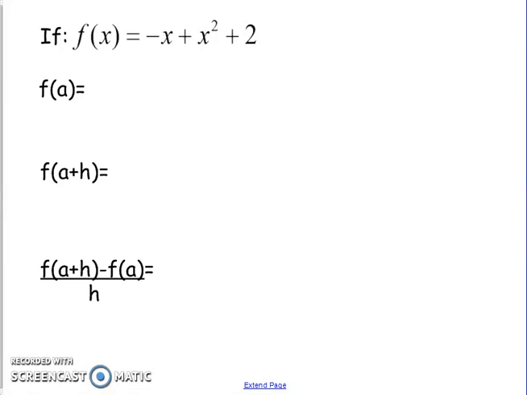Here we want to evaluate this function at a first. So what we're going to do is just plug in a for x. So I have negative a plus a squared plus 2.